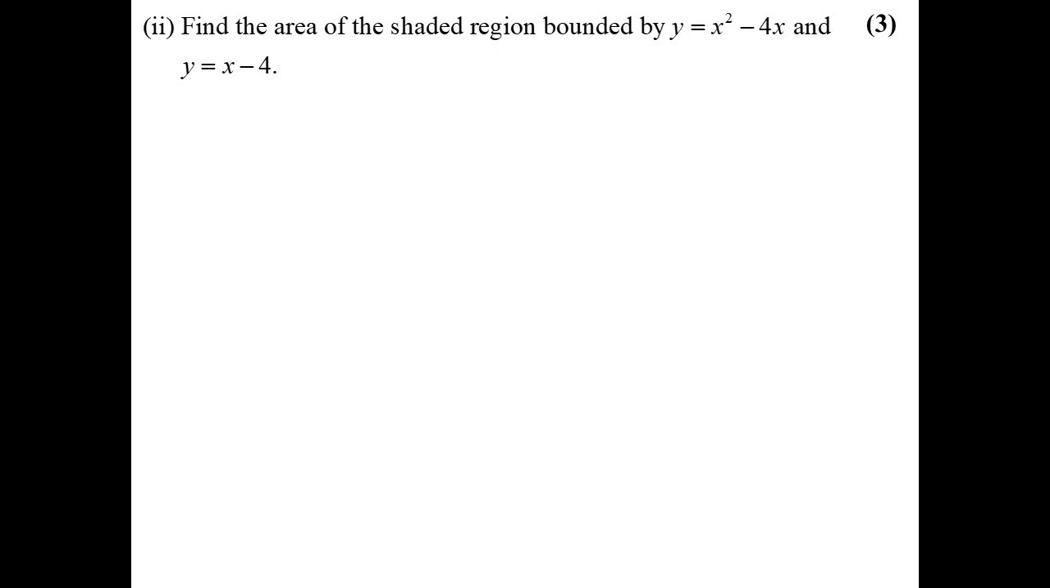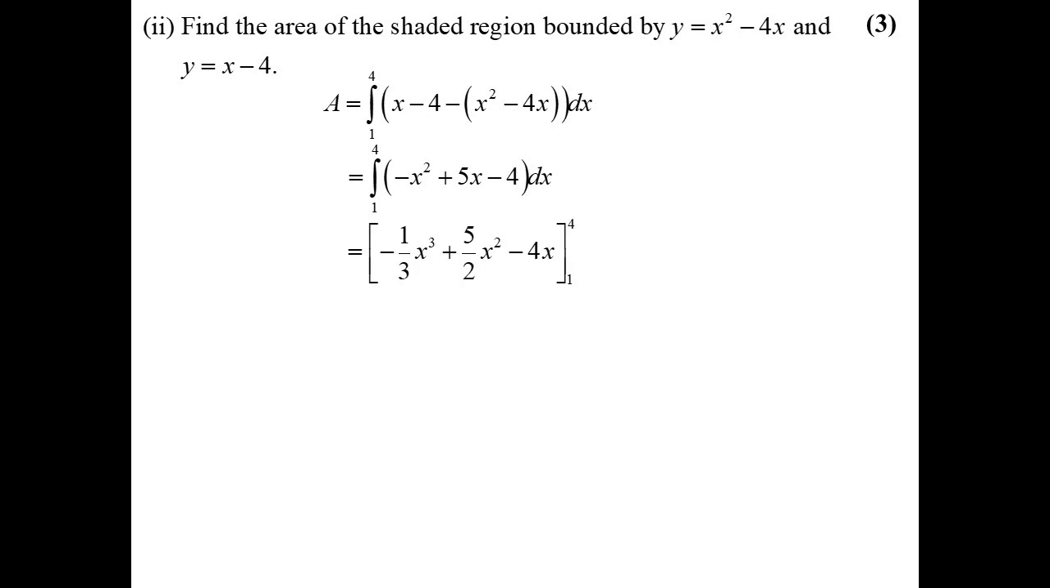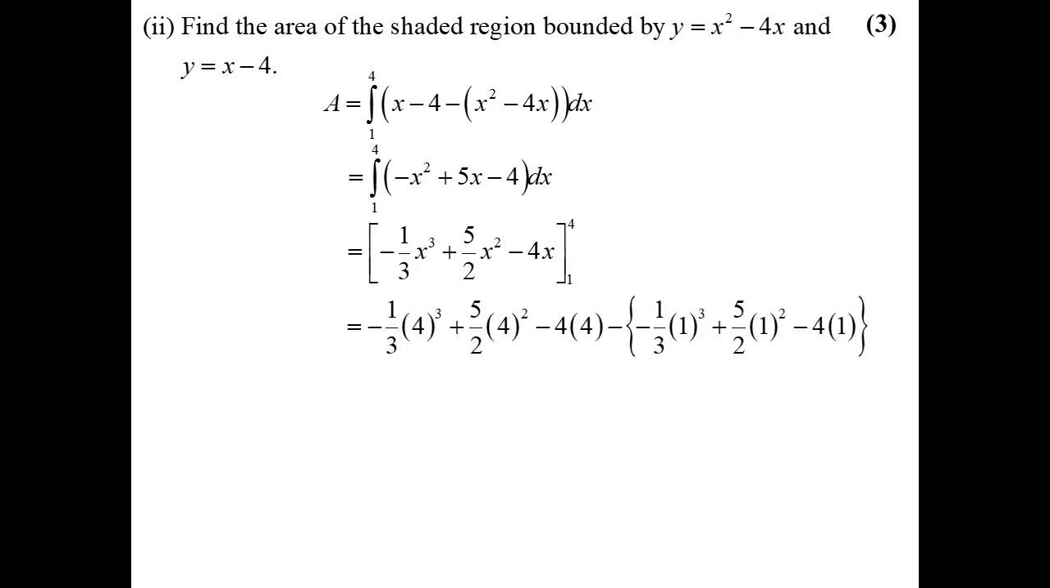Okay. Find the area of the shaded region, there it is there, bounded by y equals x squared minus 4x and y equals x minus 4. Okay, top one minus the bottom one. That's what we said we'll do. Top one minus the bottom one, the line is on top. So I've got to integrate minus x squared plus 5x minus 4. So add 1 to the power over the power, substitute in, and we have our answer, 9/2.